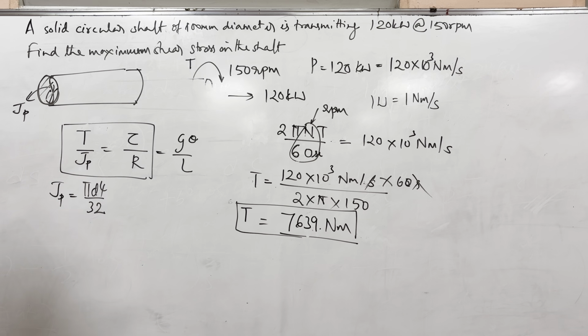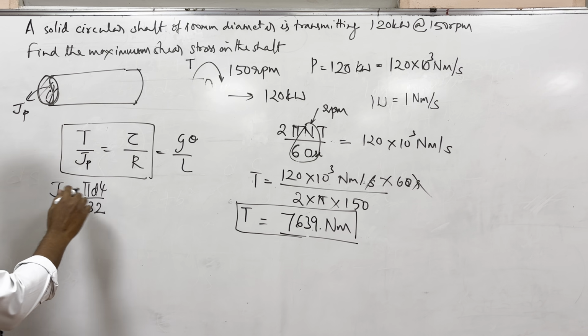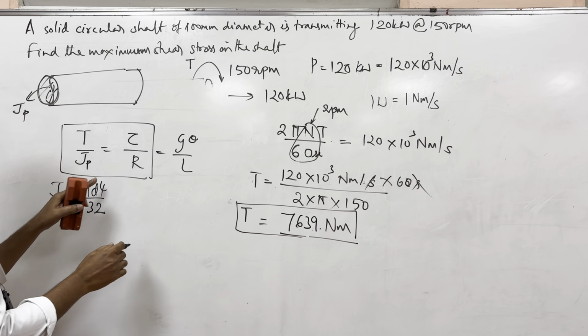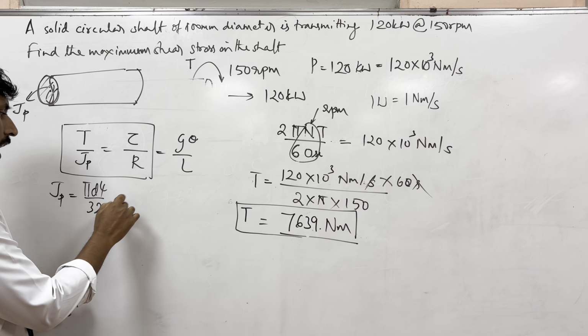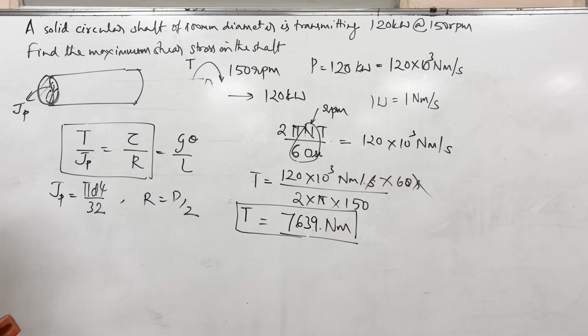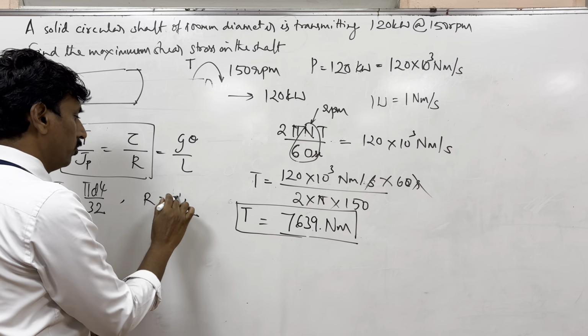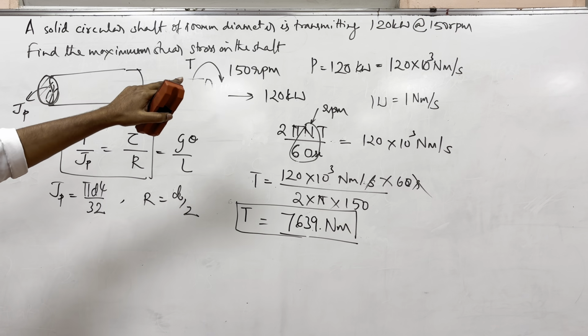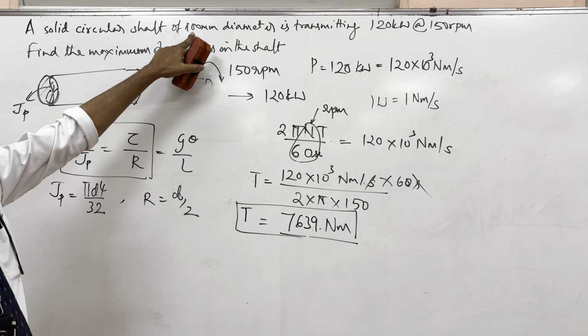It is actually half of the section modulus. So pi d to the power of 4 divided by 32, and then you know R is nothing but d by 2. Here anyway they have given the diameter.